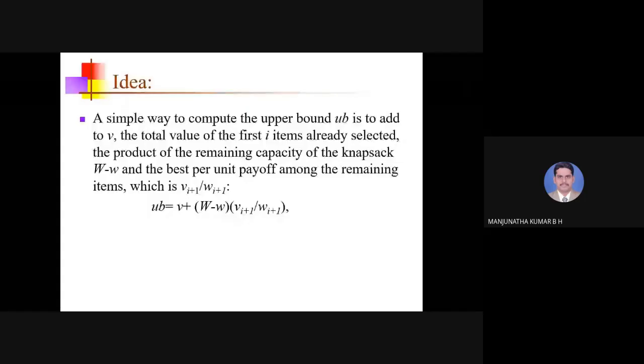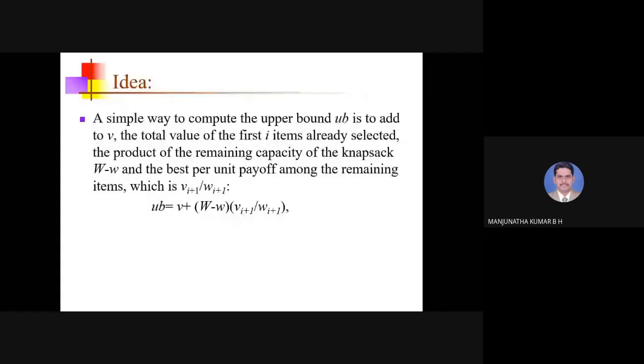What is the big W? Capacity of the knapsack, the maximum capacity of the knapsack, minus small w, which means the total weight of the items which are placed in the knapsack till now. So however many items you place in the knapsack, big W minus small w will give you the remaining capacity. For example, if the knapsack capacity is 6 and I have placed items of weight 3, then W minus w is 3. 3 will be the remaining capacity.